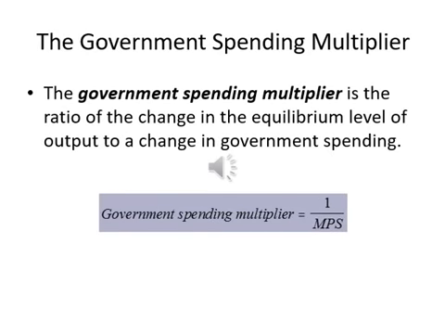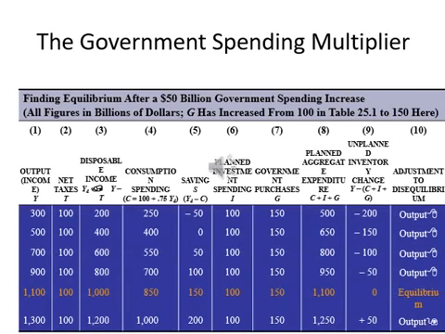The government spending multiplier is the ratio of the change in the equilibrium level of output to a change in government spending. Chart shows the government spending multiplier. Figure shows the government spending multiplier graphically.